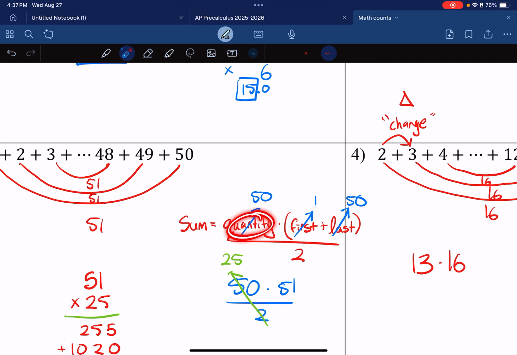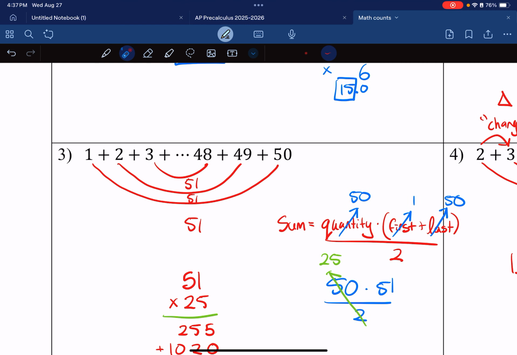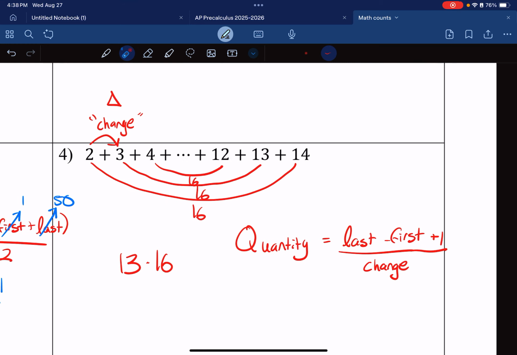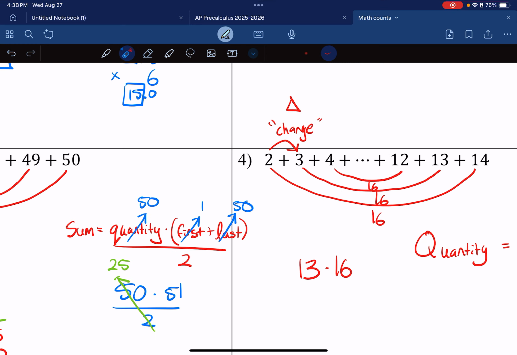Remember this quantity? We had 50. Let's see if we get this. We did 50 minus 1, which is 49, and then you always add 1. 49 plus 1 is 50, so that quantity works.